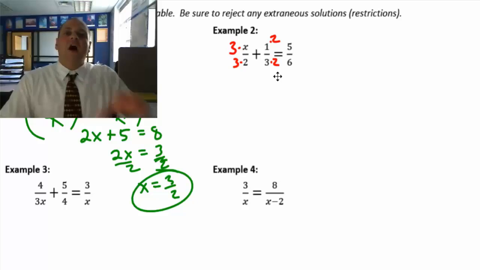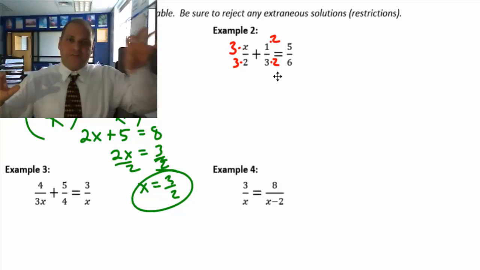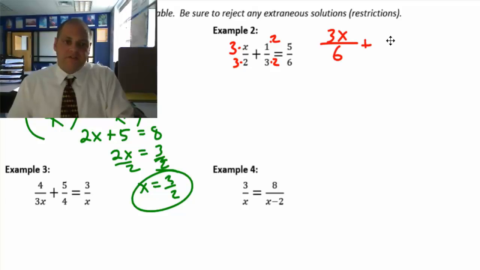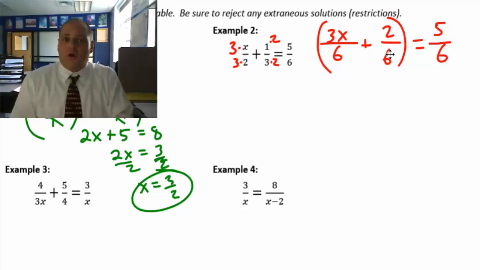So we want a common denominator across the entire equation. Every fraction you want to have the same exact denominator. Both sides, everything. So now I have 3x over 6 plus 2 over 6 equals 5 over 6. So I can combine this really, 3x plus 2 all over 6, that combines really to one fraction.